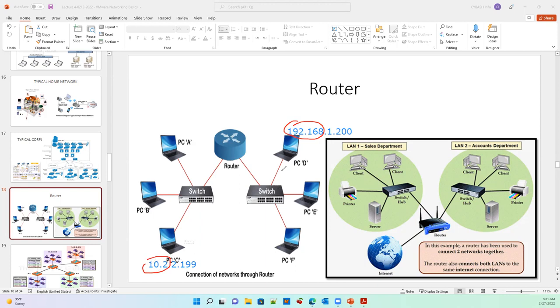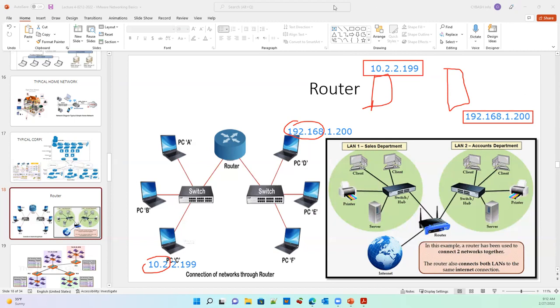If you connect, let's say you have one computer here, and the IP address of this one is 10.2.2.199, and this one is 192.168.1.200. If you want them to talk to each other, you cannot really, because they are two different networks. This is the 10 network, this is the 192 network. So even the classes are different.